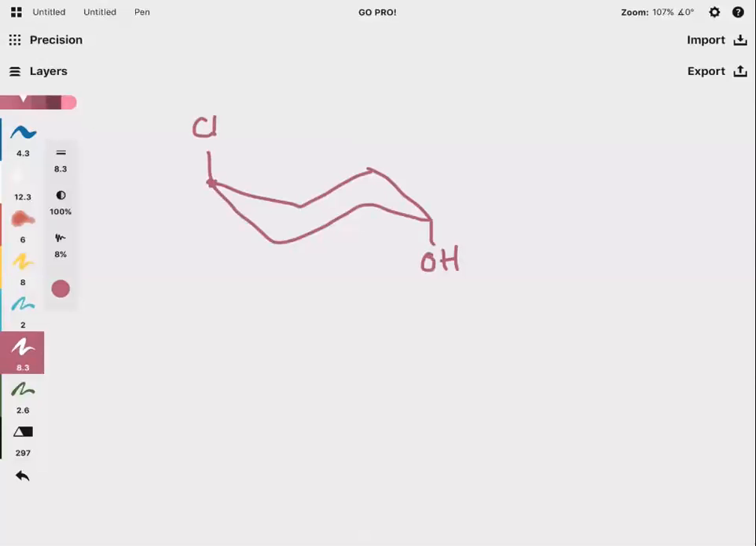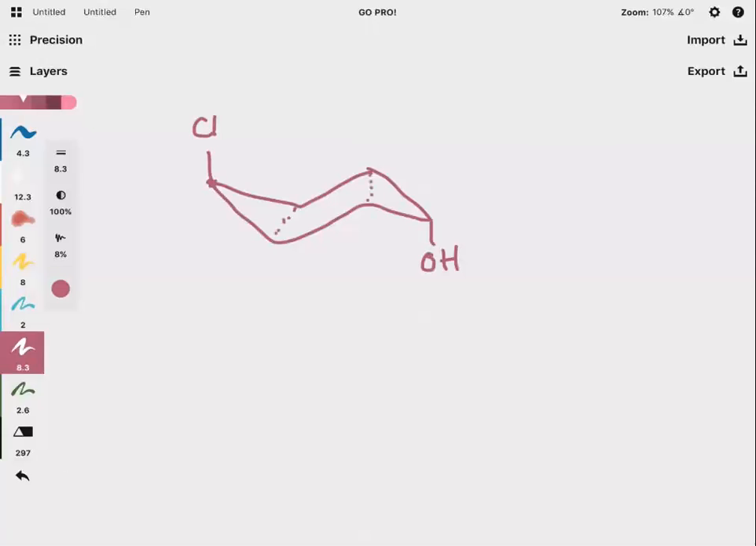What I like to do for all of these rings is make a little hinge dotted line, like the hinge of a door. So just go like that. I don't know why it disappears all the time. So there's our hinge, okay?